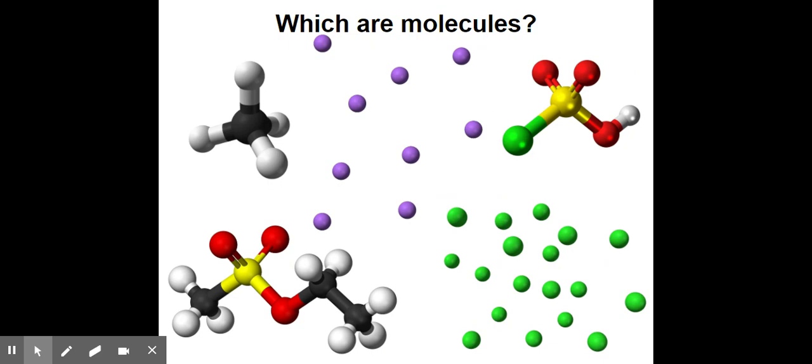Which ones of these are molecules? Remember, molecules are things that are bonded together. Atoms bonded together, at least 2, can be more than 2. Okay? So this one, and I didn't circle these, this one's a molecule. This one's a molecule. This one's a molecule. These guys are loose atoms.